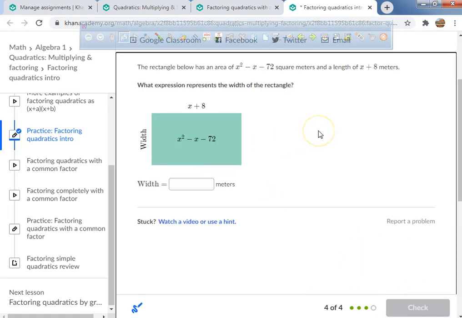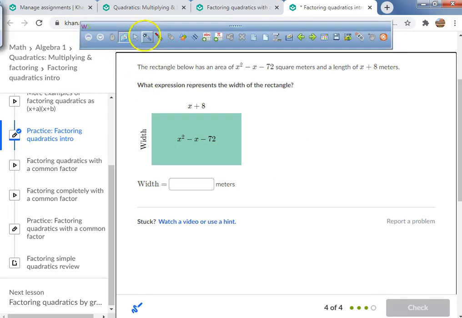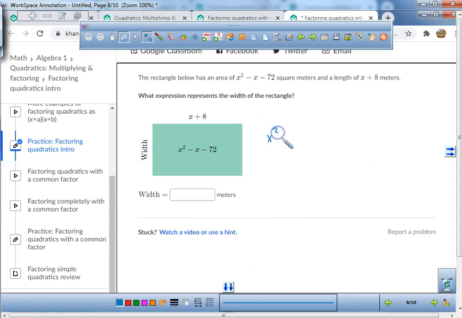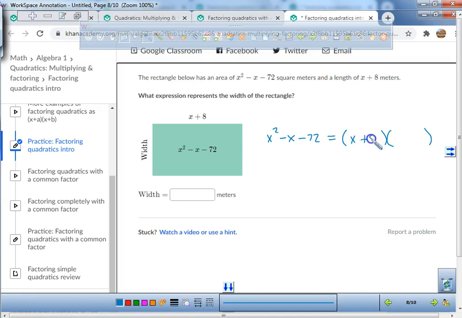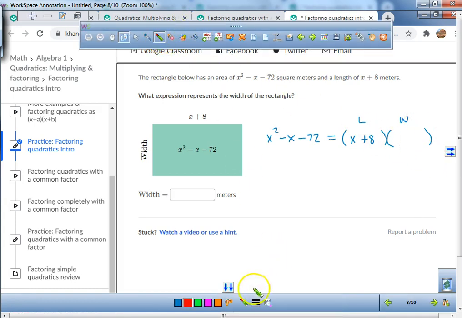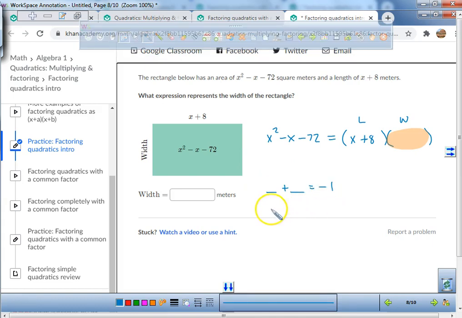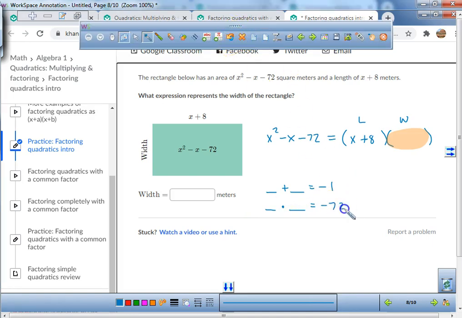All right. Ooh, I like this one. Last one. This won't take long. You guys, so right now, if you would please write x squared minus x minus 72 equals parentheses. They gave us one. They said one of them is x plus 8. That's the length. All I got to do is find the width, and I am done with this guy. Now, blank plus blank equals a -1, and blank times blank equals 72. And they've told us one of the answers is 8.